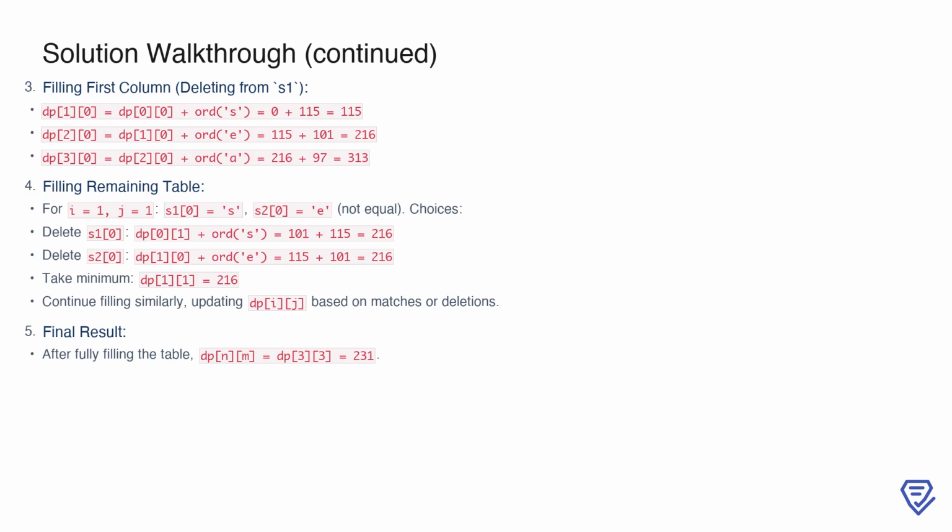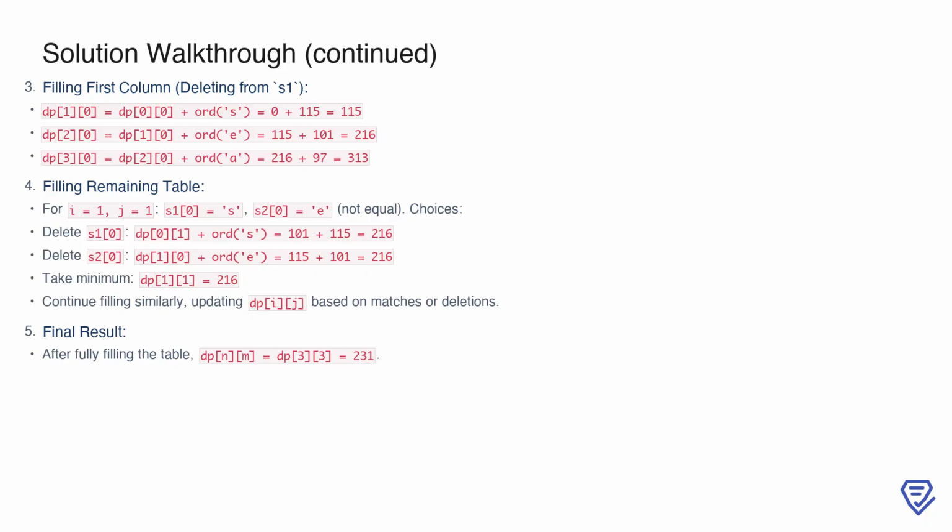For each cell DP[i][j], we compare the characters s1[i-1] and s2[j-1]. If the characters are not equal, we consider two options, deleting a character from s1 or deleting from s2, and we choose the option with the minimum cost. For example, in the cell corresponding to i equals 1 and j equals 1, s and e are not equal. The cost of deleting s is 216, and the cost of deleting e is also 216, so we update the cell with the minimum value, which is 216. This process is repeated for all other cells until the table is fully populated.